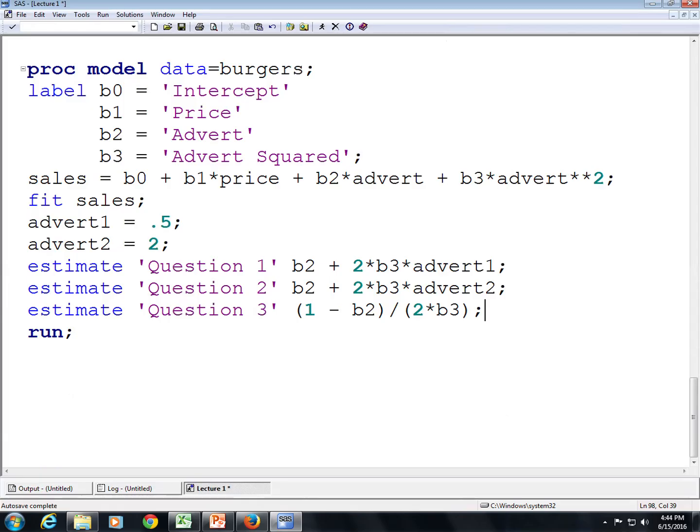So question 1 and question 2, I solved in the previous lecture what the marginal effect, what the derivative is, and that's beta 2 plus 2 times beta 3 times x. I'm plugging in an x of 0.5 and I'm plugging in an x of 2. And that'll tell me the marginal effect at those points.